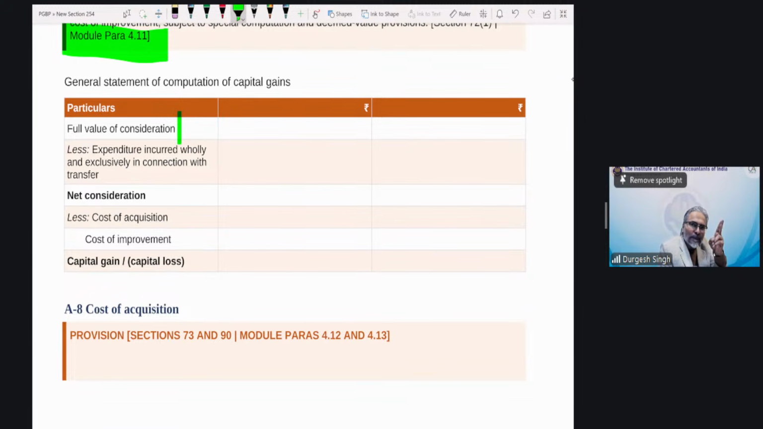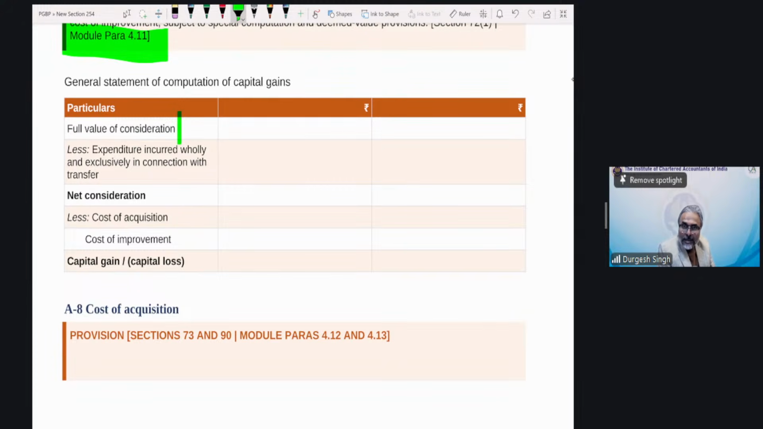Even for house property, do we have the format? Yes: GAV, municipal tax paid, NAV, standard deduction, interest. Right from the first value, that is the gross annual value, we get each and every element determined or ascertained in the head house property. House property and capital gains, they have got the format.